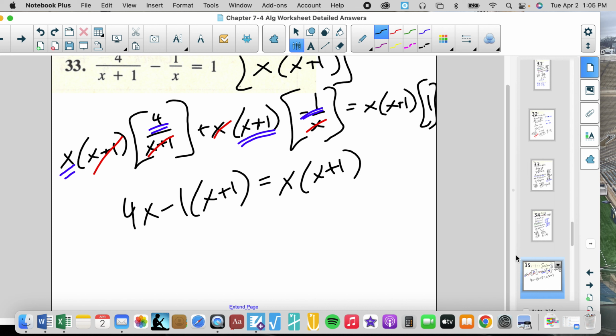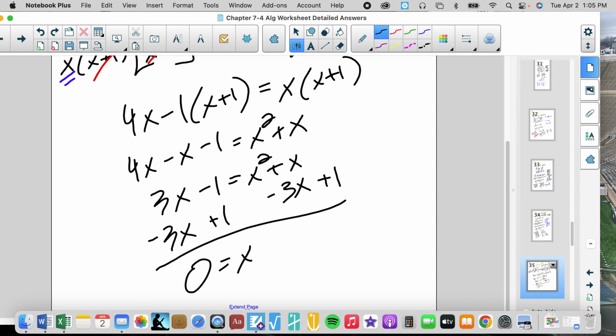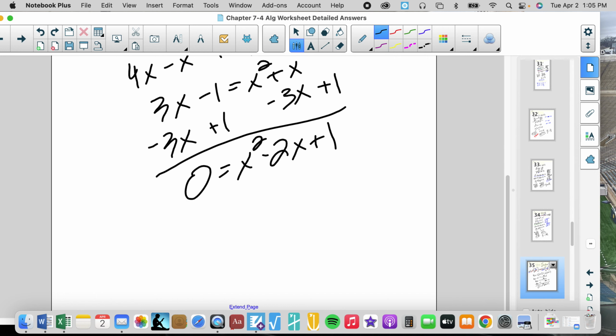Okay, now let's simplify. So 4x minus x minus 1 equals x squared plus x. This gives me 3x minus 1 equals x squared plus x. I'm going to move everything to the right because I want my leading term to be positive. My highest term, x squared, needs to have a positive coefficient. And that's that. So this is good. So it's set equal to 0. It is in standard form. It doesn't have a common factor.